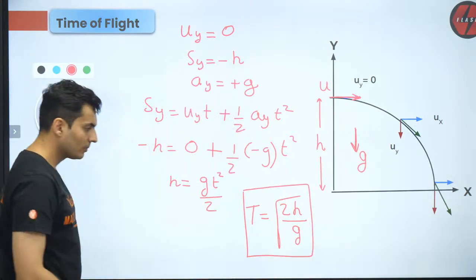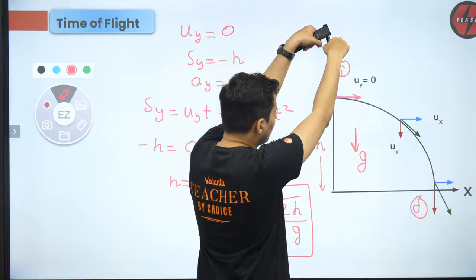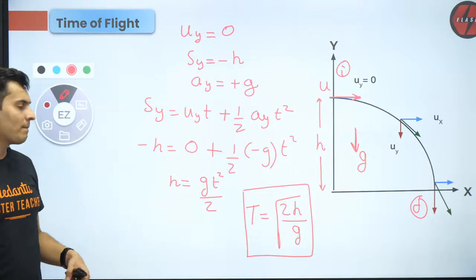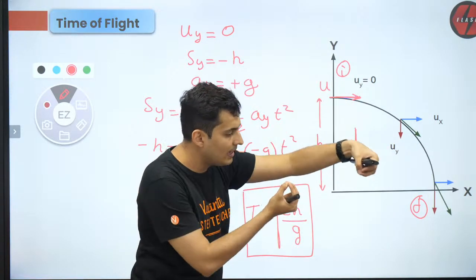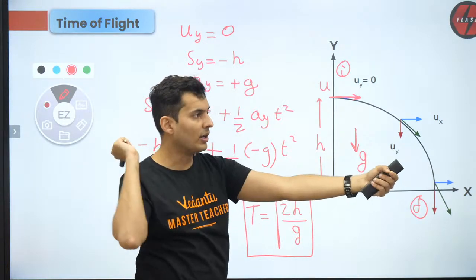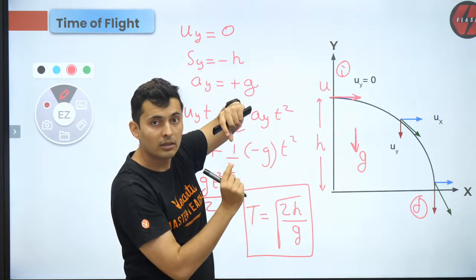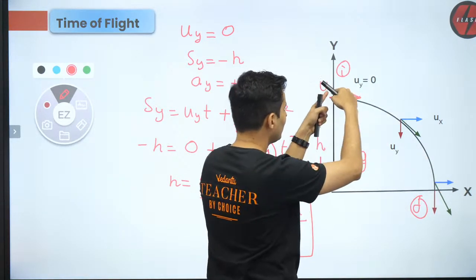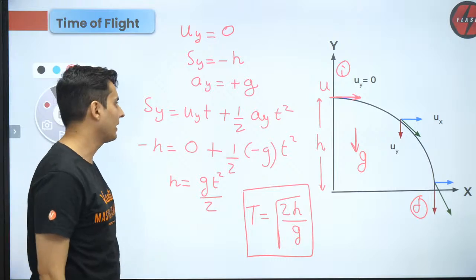Is this formula familiar to you? Why is displacement negative? Because this was the initial position, this was the final position. When you draw the vector, the y component of the displacement is negative because upwards is positive. So guys, when you throw the ball horizontally, it will fall at the same time as a ball which is dropped. When you throw the ball horizontally, there is no y component of velocity, and when you drop the ball, also there is no y component. So both of them would fall at the same time because their y characteristics are the same.